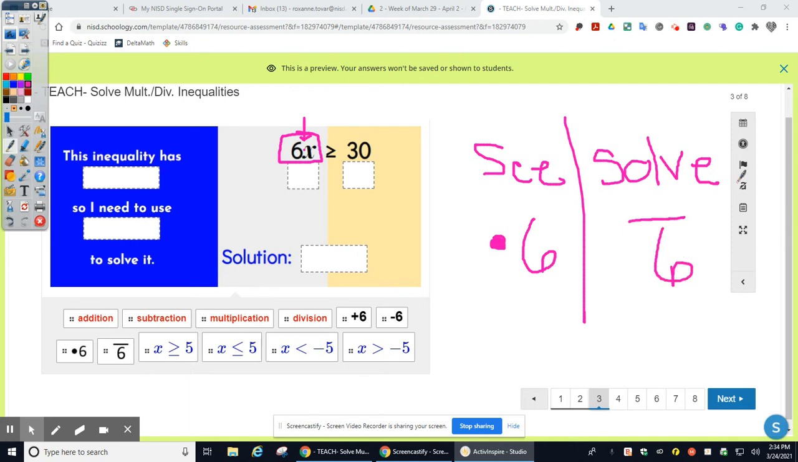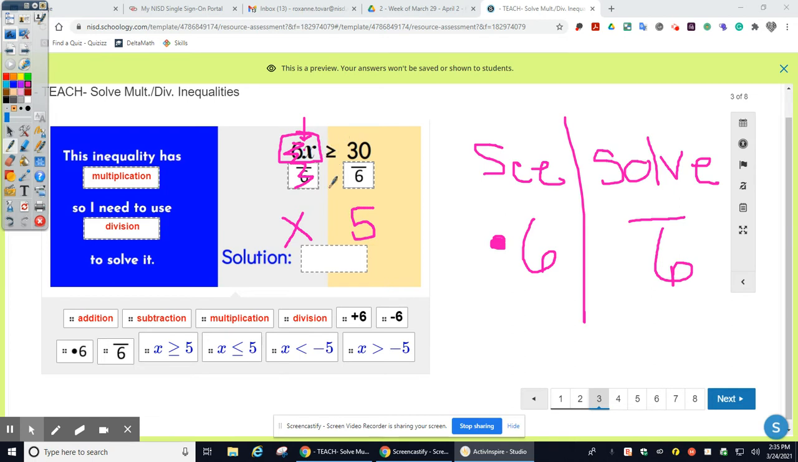And this is how we're going to solve. So we see multiplication. So the inequality has multiplication. So I need to use division to solve it. So that's when you're going to find your divide by 6. And you're going to put it underneath each side. Remember, the side of the variable is always going to cancel out. That's why you're using opposites. And then 30 divided by 6 is 5.